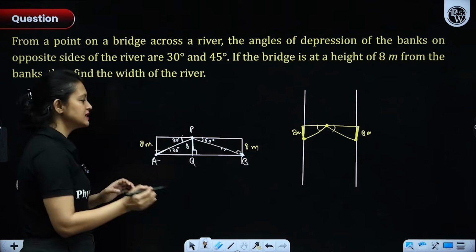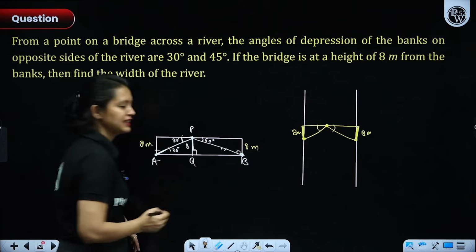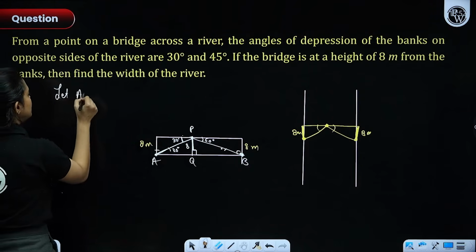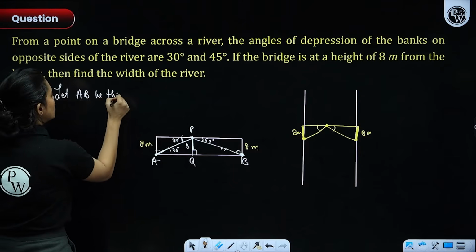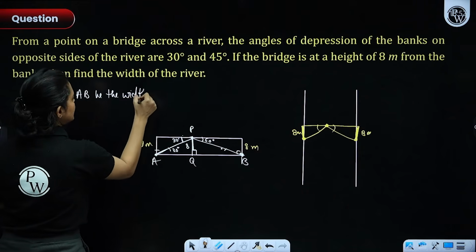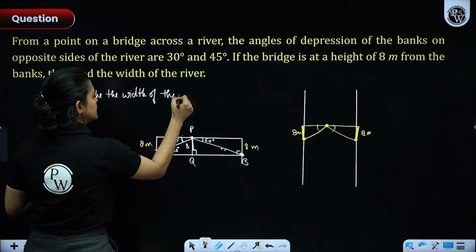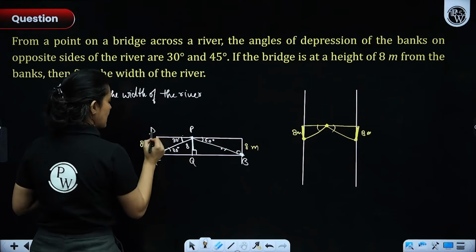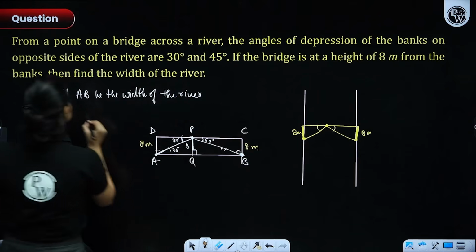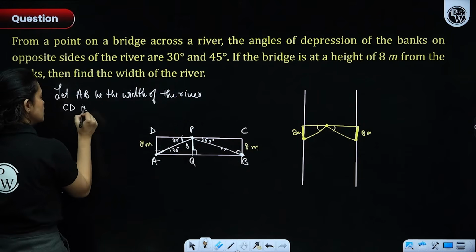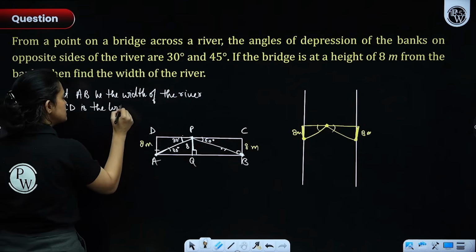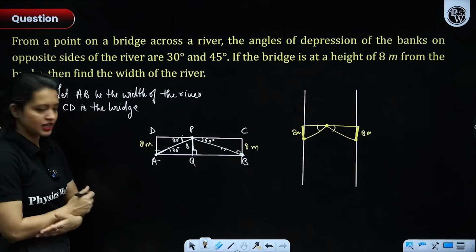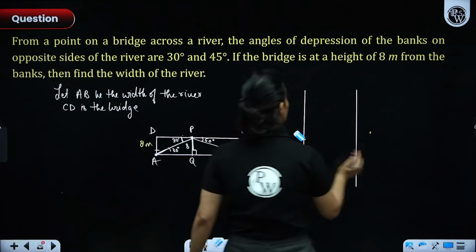Once you understand what you have to figure out, I don't think there is anything in this question, everyone. So, let AB be the width of the river. Width of the river. Okay, everyone, we have to figure out AB. Now, for understanding, I'll just say that CD is the bridge. So that you can understand what the bridge is and what the river is in the diagram. Now, everything else I have mentioned in the diagram itself. So, okay, now let's start solving.